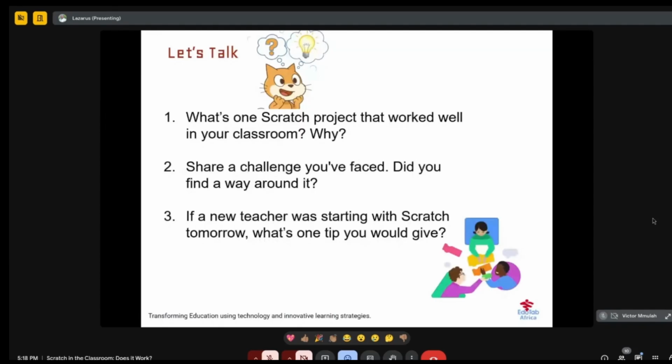Those blocks, you realize that some variables require more thinking, more reasoning. So critical thinking was a problem for my learners. And then part three: if a new teacher was starting from scratch tomorrow, what is one tip you would give? Maybe to know the parts of Scratch.